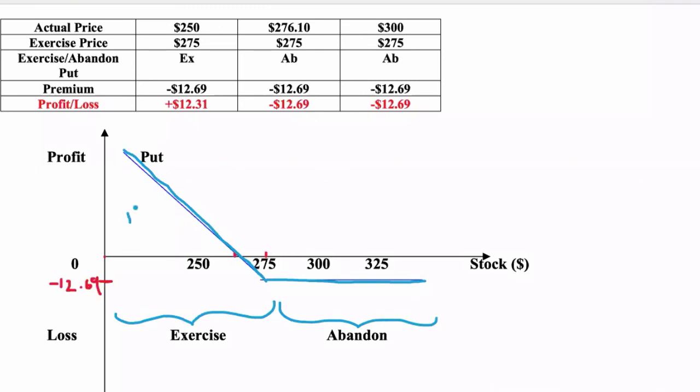Here you're in the money. Here you're out of the money. Here you're at the money. This is your strike. That's your break even. And you have unlimited gains on the downside, obviously to zero. So it's limited to zero, but we still say unlimited gains. And here you have your limited losses.